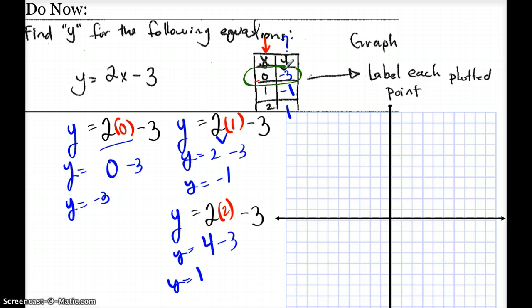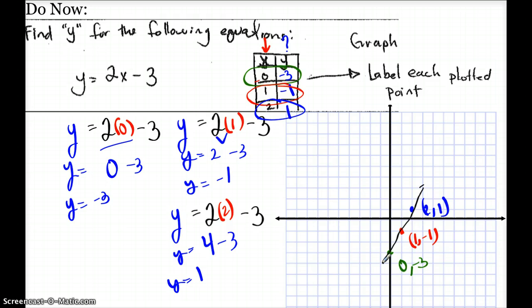So I have these 3 points that I need to graph, so I'll graph them in different colors. 0, negative 3. Here's 0, and negative 1, 2, 3. 0, comma, negative 3. We'll do the next one in red. 1, comma, negative 1. And last but not least in blue, 2, comma, 1. And I got a nice straight line.